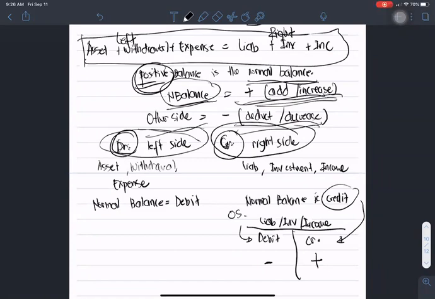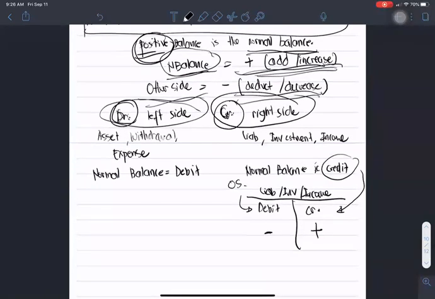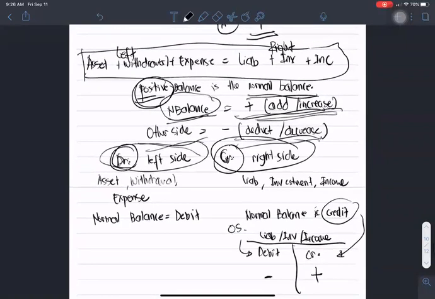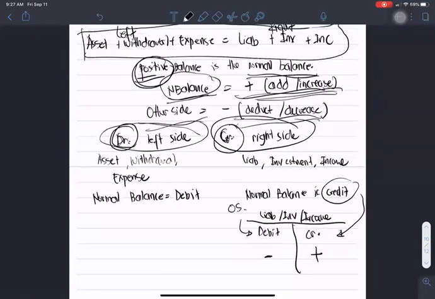So after knowing that, debit is left side. What are the items of the left side? Asset, withdrawal, expense. Credit is right side. What are the items of the credit? Liability, investment, and income. Next na kailangan nating alamin, we determine the normal balance based on where it is. Nasan si liability, investment, and income? Right, di ba? Kung nasan siya, yun yung normal balance niya. So ang normal balance ng ating liability, investment, or income is credit.